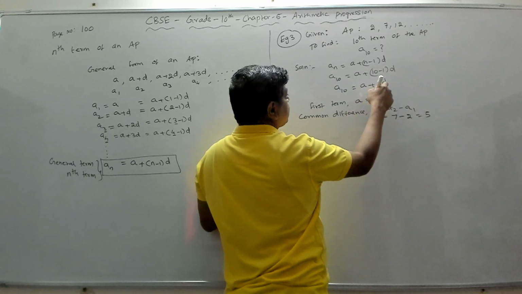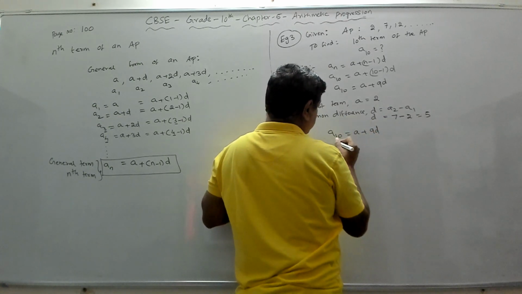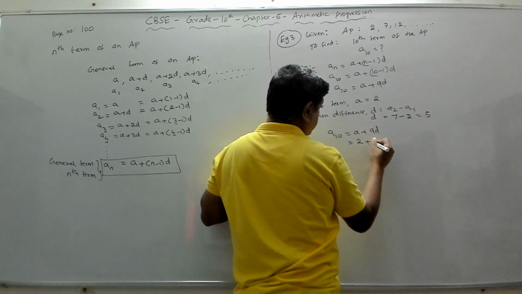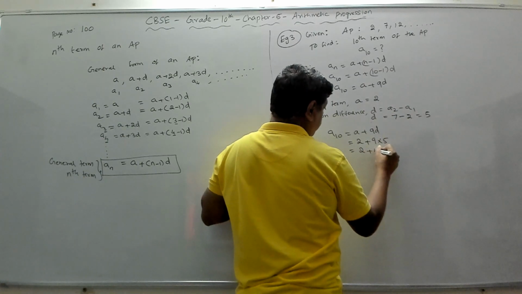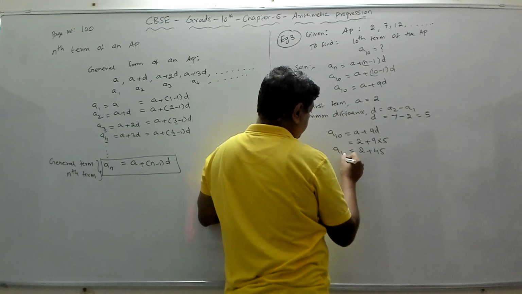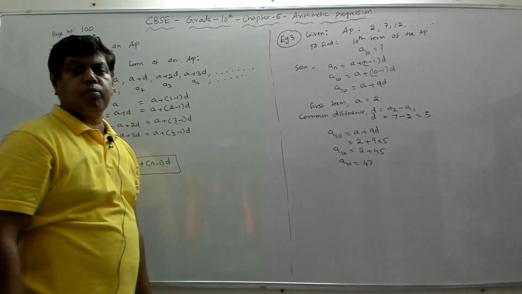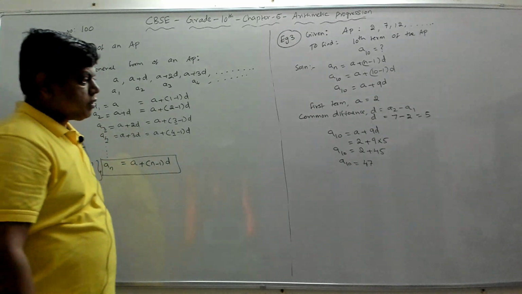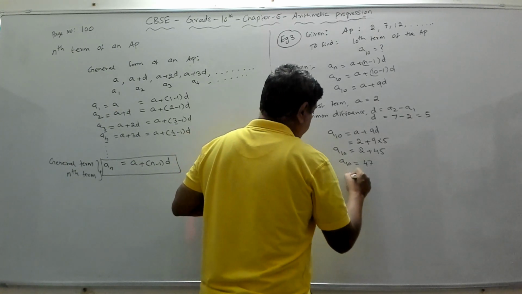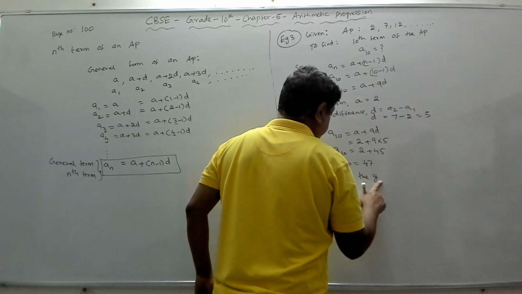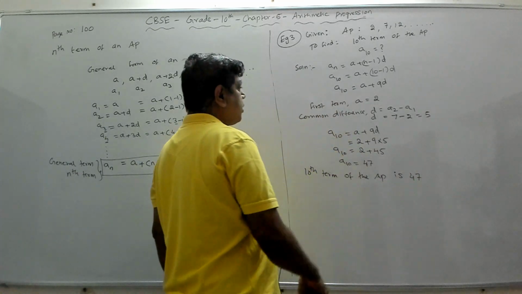Now let's substitute a and d in this formula. So a10 is equal to a plus 9d. a is 2 plus 9 into d, d is 5. So you get 2 plus 9 fives are 45. So your a10 becomes 47. So the 10th term of the given AP is 47.